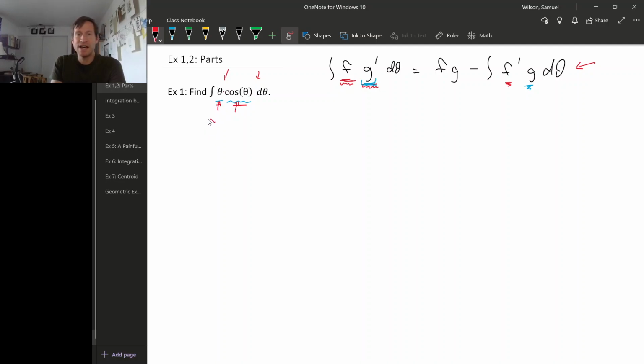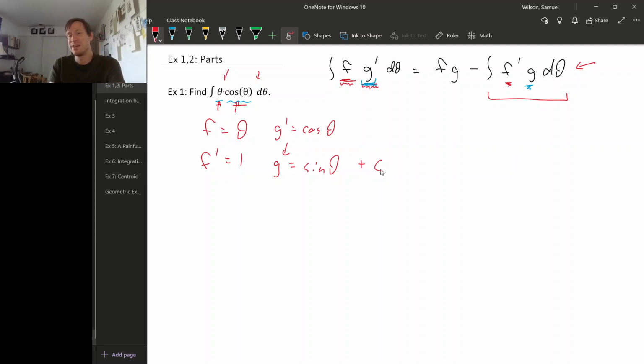So let's say that f is theta. That means f prime is 1. g prime is cosine theta. And that means g, now we have to integrate to get g. If we know g prime, g is the integral of g prime. So that's going to be sine of theta. Now this is an indefinite integral, so you might think, don't we need plus a constant here? But remember, when we use this formula, we're still going to have an indefinite integral when we're done, so we can absorb the constant of integration into that integral. We will write it eventually, but not yet.